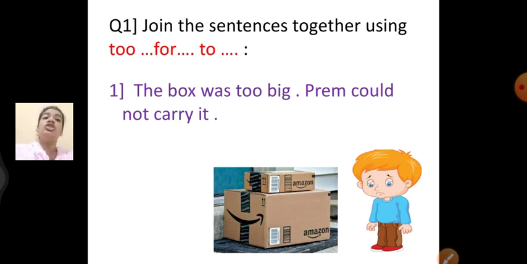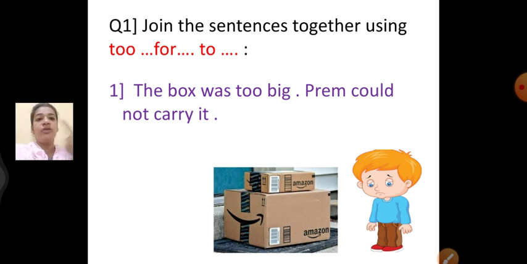Now read the heading. Join the sentences together using too, for, to. Now our first question is, the box was too big. Prem could not carry it. Now these are 2 sentences. The first sentence is, the box was too big. And the other sentence is, Prem could not carry it. The box is too big, so that is why Prem is not able to carry it. Now we have to make it only one sentence. We have to join the sentence, and what we have to use while joining the sentence?